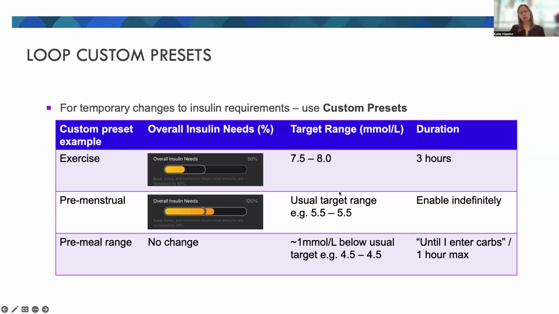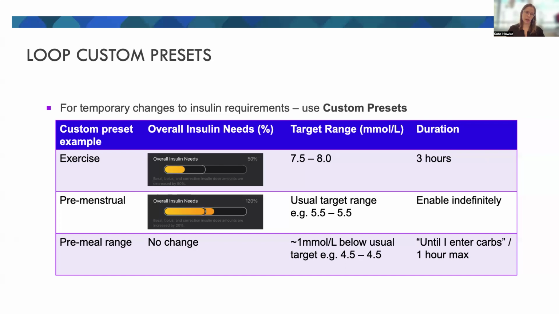Within your custom preset, you can also set up your preferred target range. For exercise, many people will set this a bit higher so that they're not receiving correction boluses attempting to get them down to their usual target of 5.5 while they're exercising. The duration can also be selected, and the user may switch it off earlier if they choose, but the programmed duration will run for that long if the user doesn't interact with the system again.